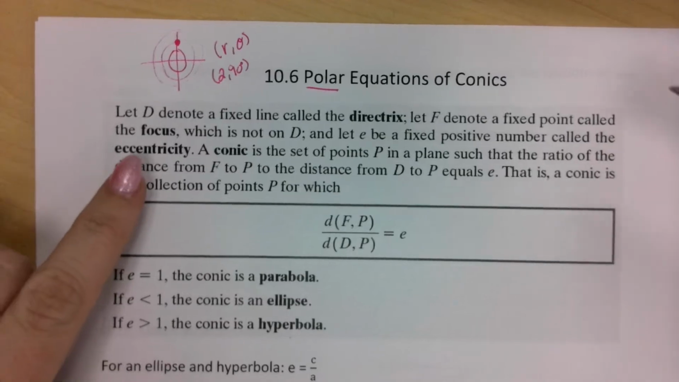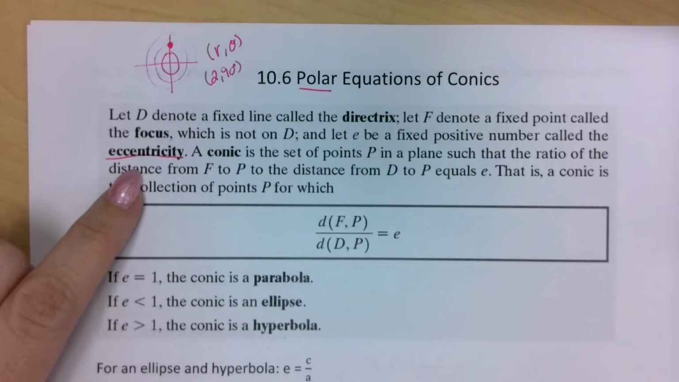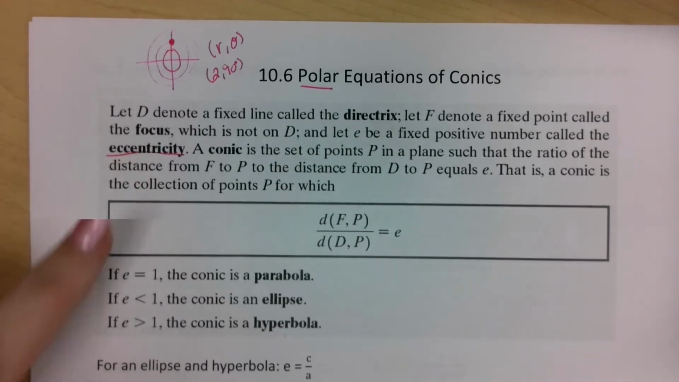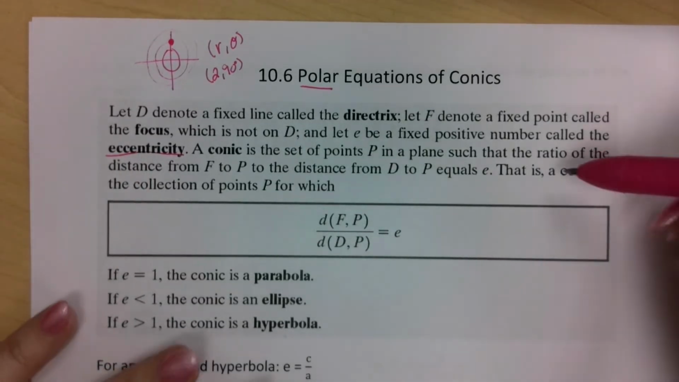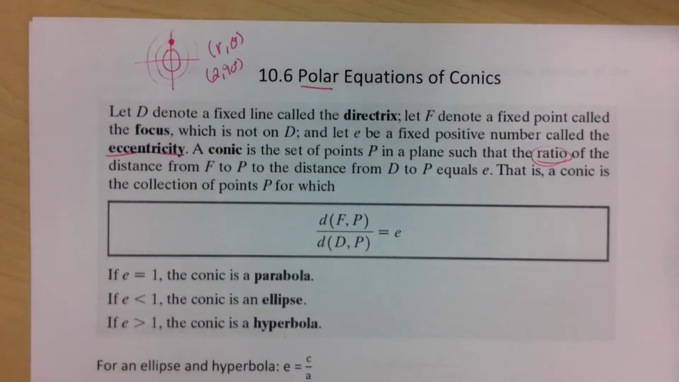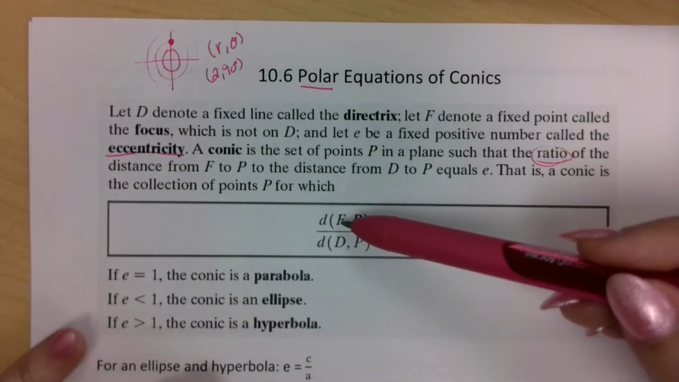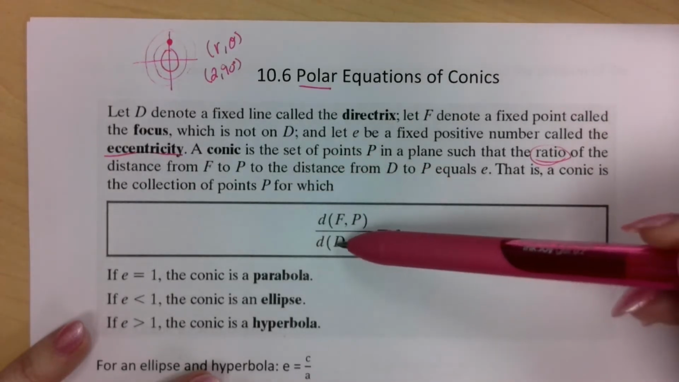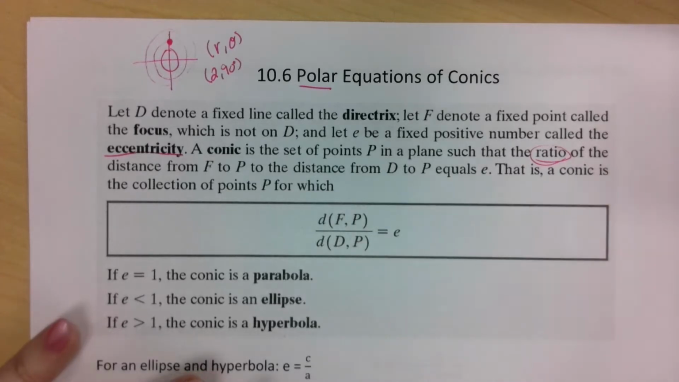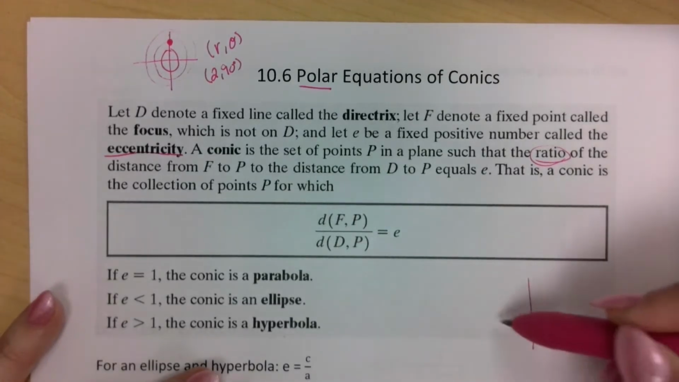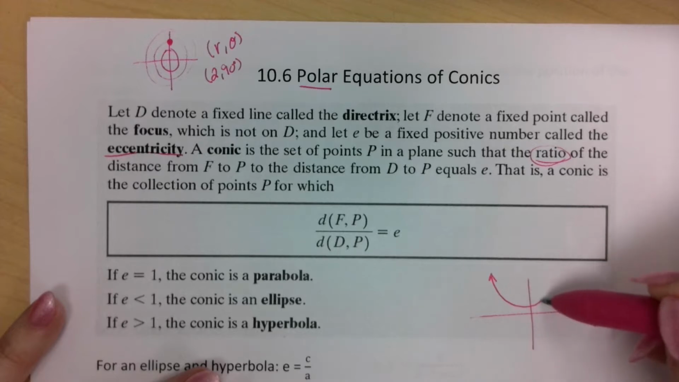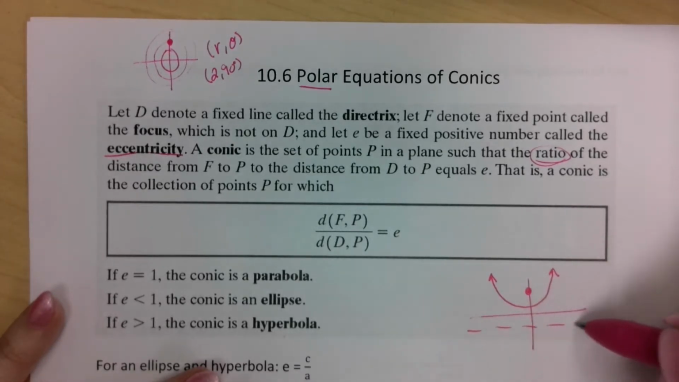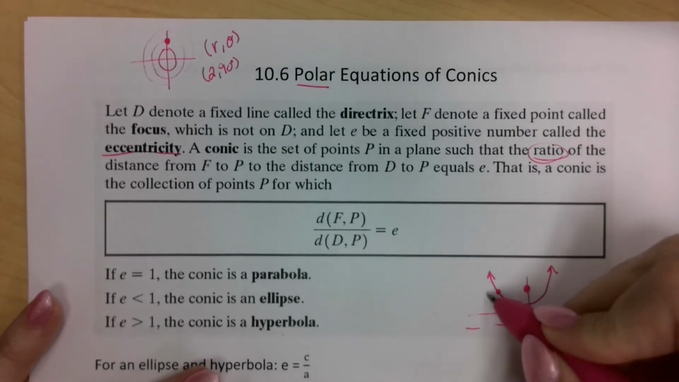I believe I was talking about this E value, which means eccentricity. The eccentricity of a conic is basically just a ratio that talks about the distance from the focus to a point compared to the distance from the directrix to a point. So let's say I was talking about a parabola. This was my parabola. Here's my focus, here's my directrix, and here's my point P.